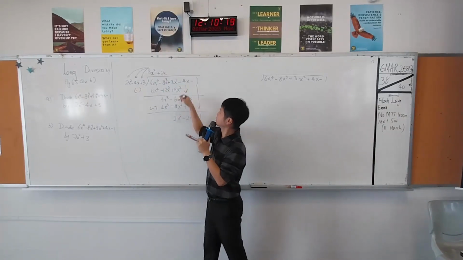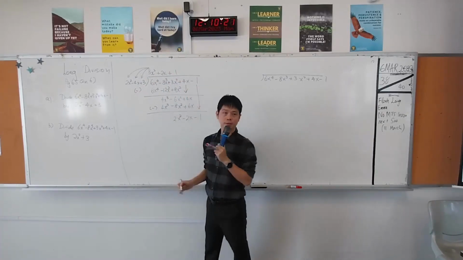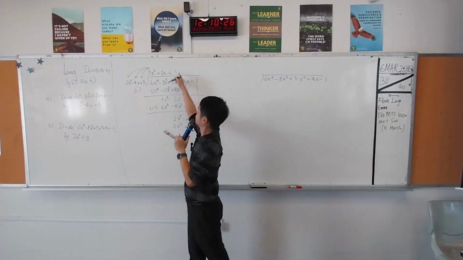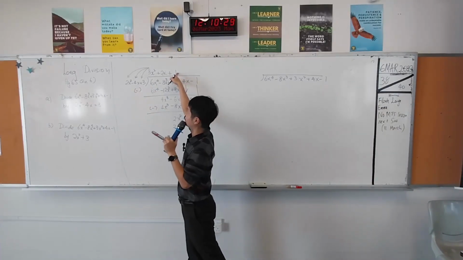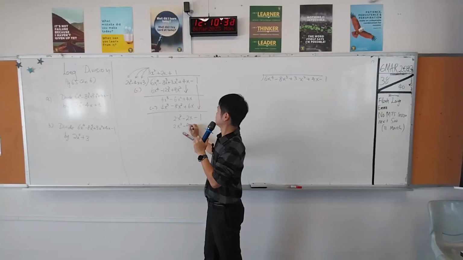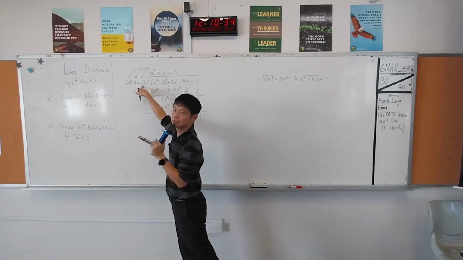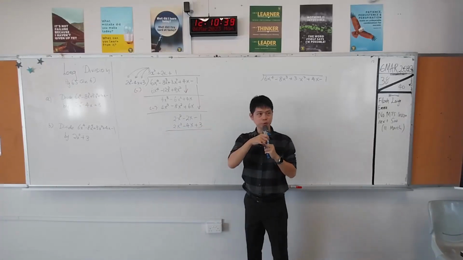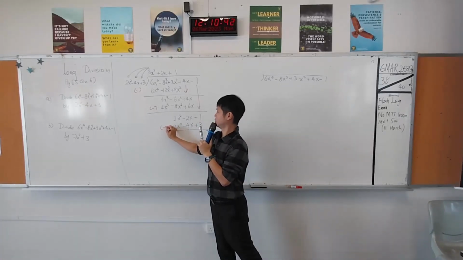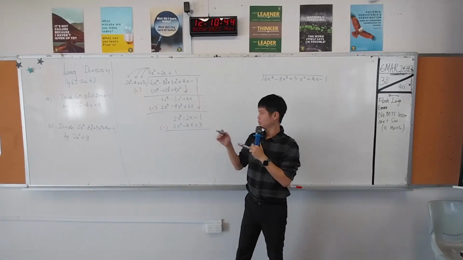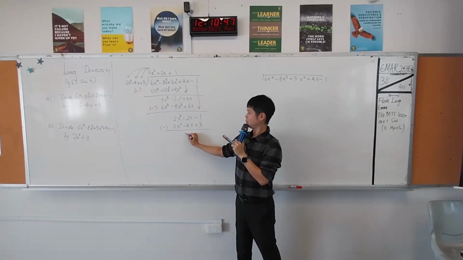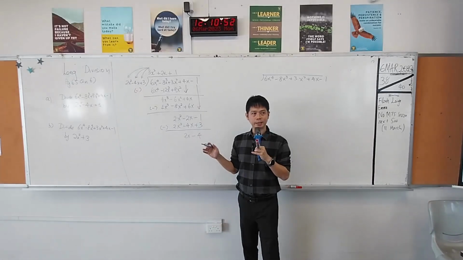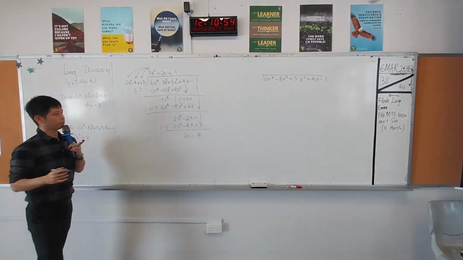Okay, I need 2x squared, right? So I need to multiply by plus 1. And I will get 2x squared. Okay, you have to do this clearly and slowly. Minus 4x plus 3. Finally, what must you do? Okay, you must minus again, right? What do we get? 2x minus 4.